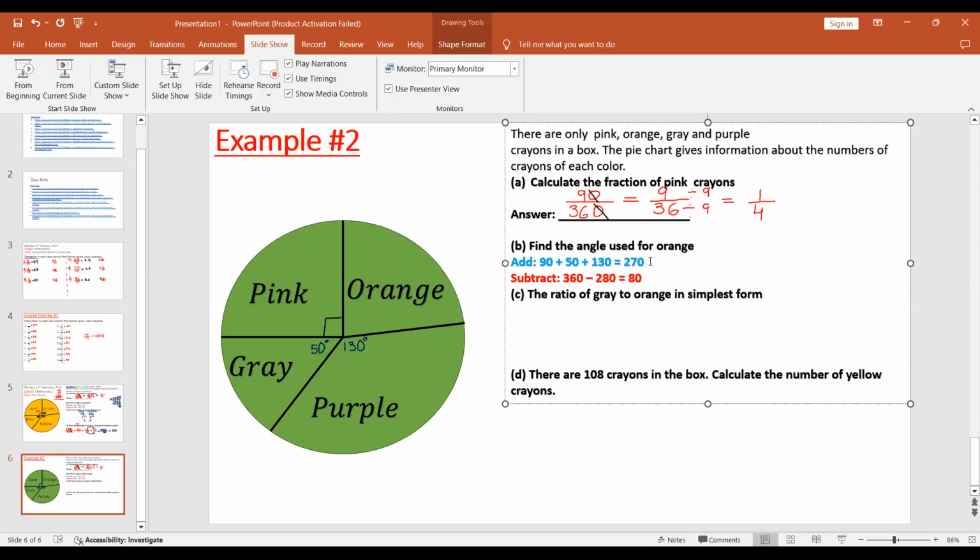All right, and then we're going to do 360 minus 270, which is what? 90. So this is also 90 degrees. All right, so the answer for orange is 90 degrees.